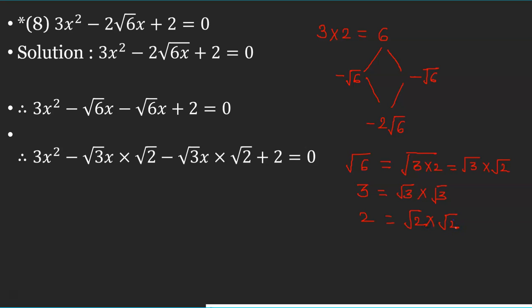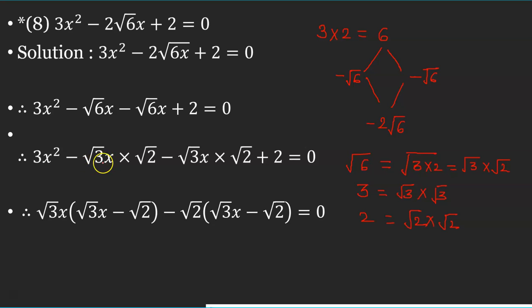Now see this. If we take root 3x from here, this 3 is root 3 into root 3, so root 3x is common and the only remaining term is root 2. And from here, there is root 2 into root 2, so minus root 2 is common. Then the remaining terms are root 2x and root 2.